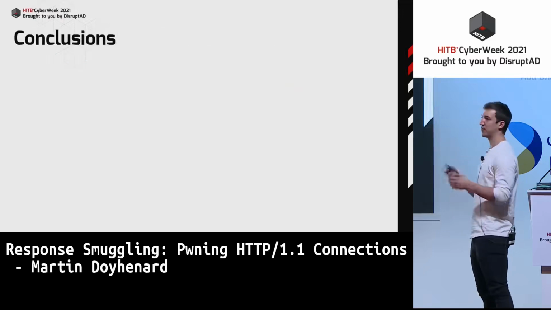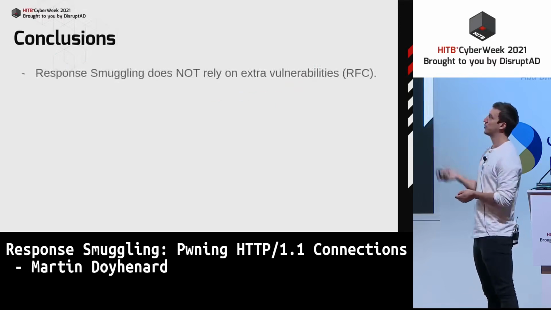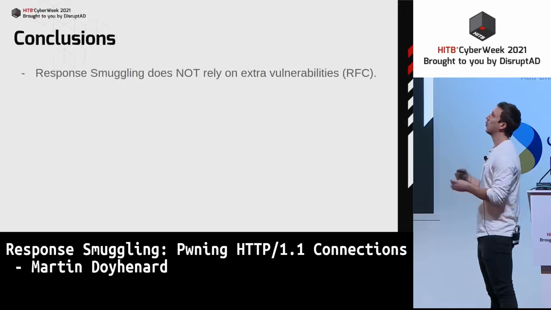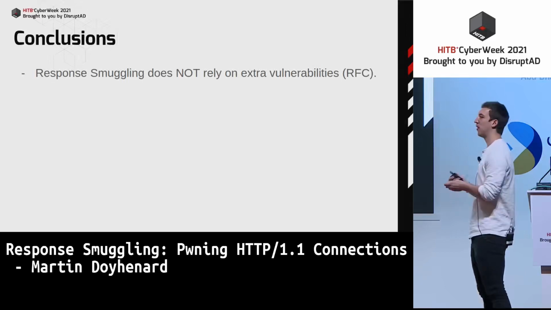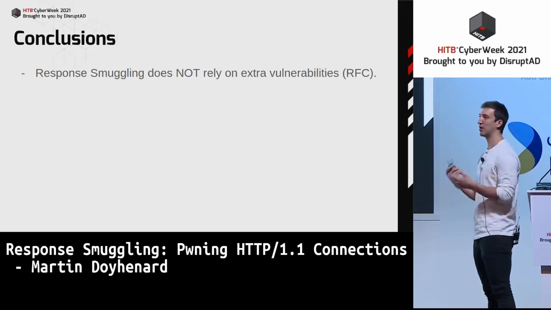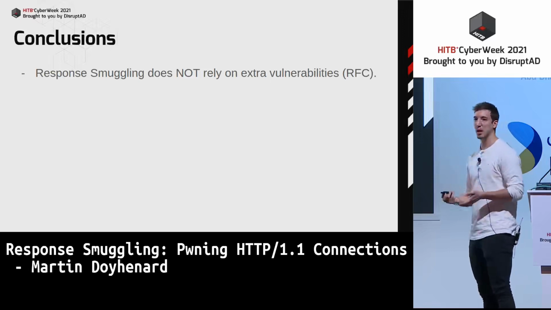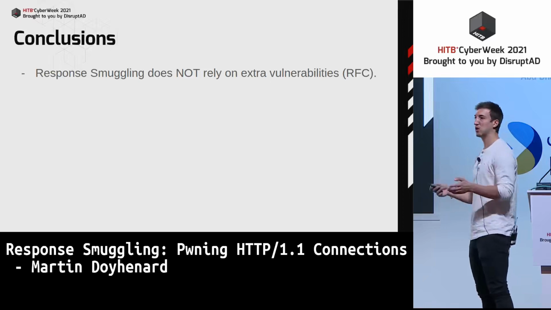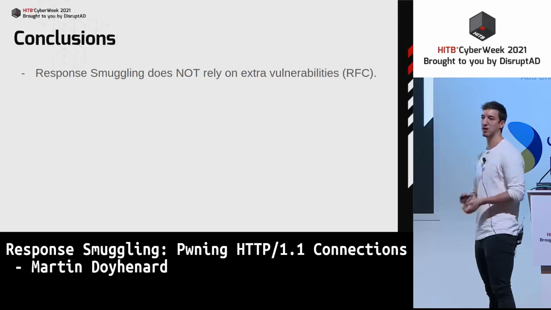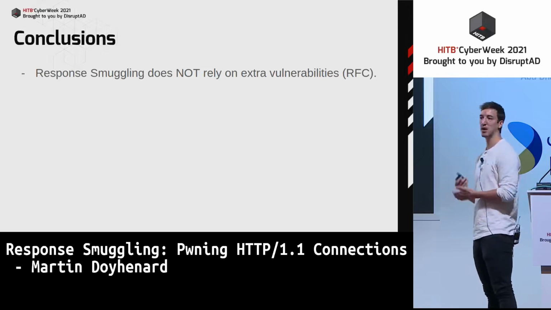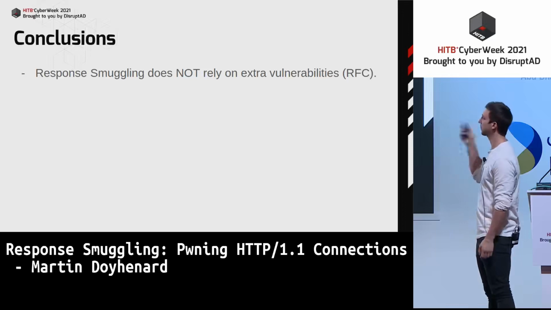Okay, so some final conclusions. The idea of response smuggling is that we don't need to rely on any extra vulnerability, and this is true for all systems that I have looked at, because I'm not looking for vulnerabilities. I'm looking for things that are not considered to be invalid, and I rely on the RFC. I use, for example, the content length to be something different, and that is valid by the RFC.